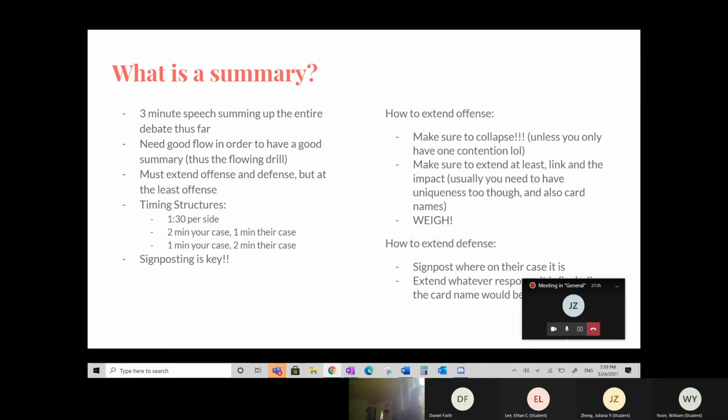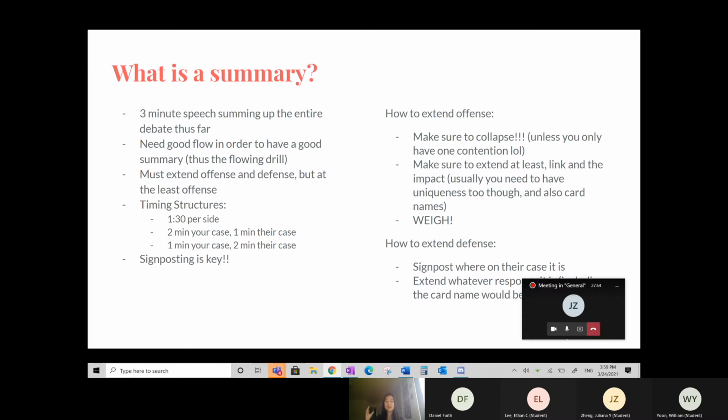So summary is pretty important. That's why we did a flowing drill in the beginning, right? Because you need a good flow in order to have a good summary, because you have to summarize everything that came up. If you don't know what came up and you don't remember, then there's no way for you to do a good summary.